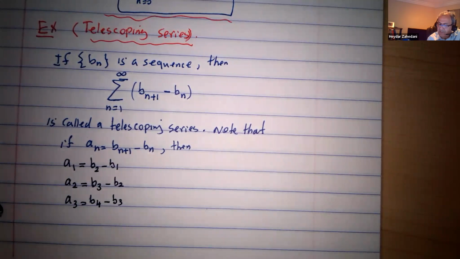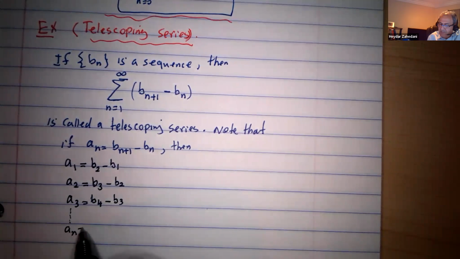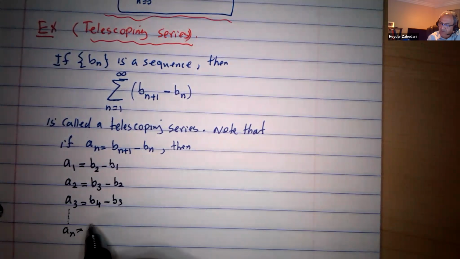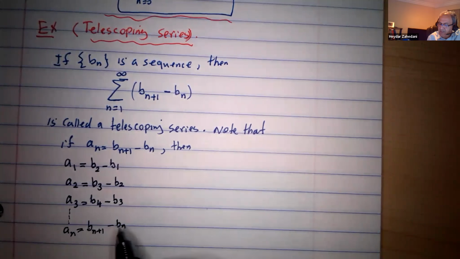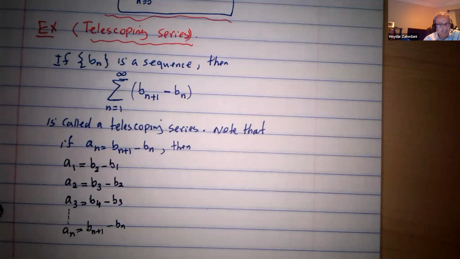Okay, and you can keep going to get to the AN, the last step. If you get to the AN, that gives us a BN plus 1 minus BN. Remember, we are looking for SN. For the SN, we have to add these together. So let's add them together.